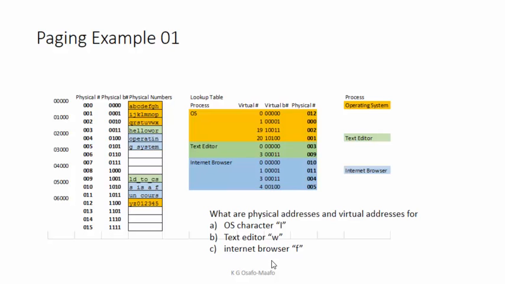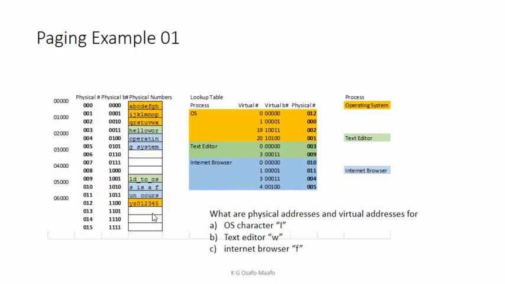What about the internet browser at F? The internet browser are the blue ones, and the only F is here. So for example, the address for that one will be 0101, sorry, 01010, and then F is at 0, 1, 2, 3, 4, 5, 6, 7. Location 7, and 7 is 111.